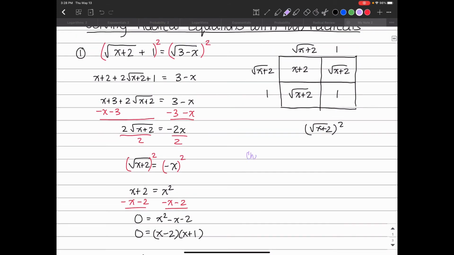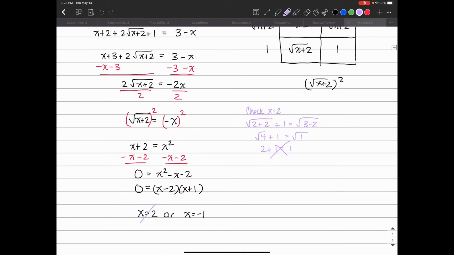So I'm going to check x is equal to 2. I have the square root of 2 plus 2, plus 1, is equal to the square root of 3 minus 2. Is this true? Well, I have the square root of 4 plus 1 is equal to the square root of 1. This is 2 plus 1 is equal to 1. And that is not true, so x is equal to 2 doesn't work.